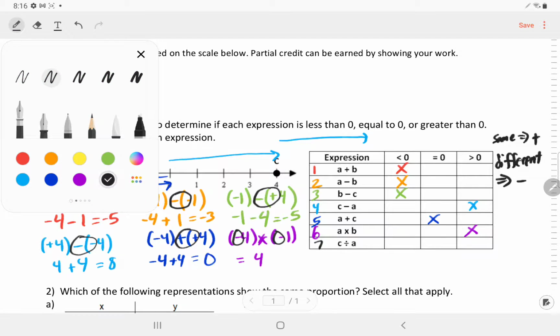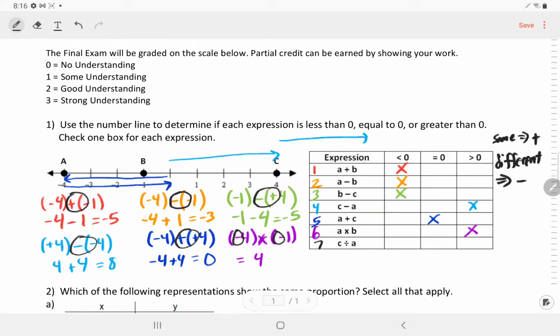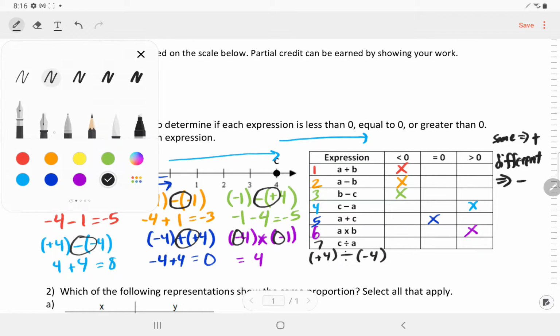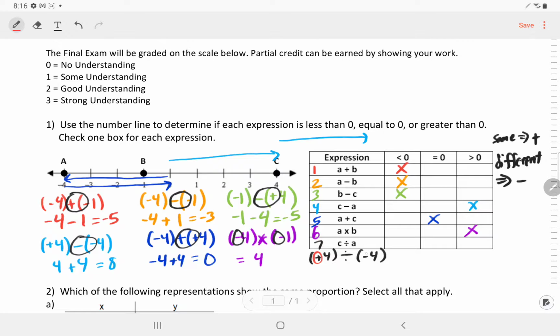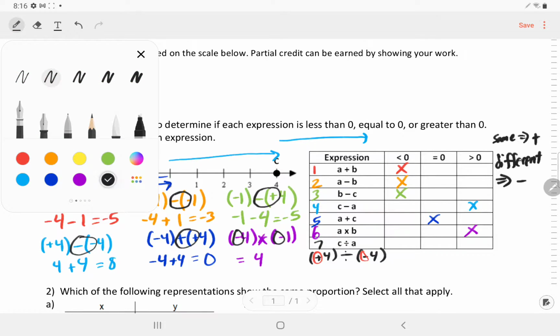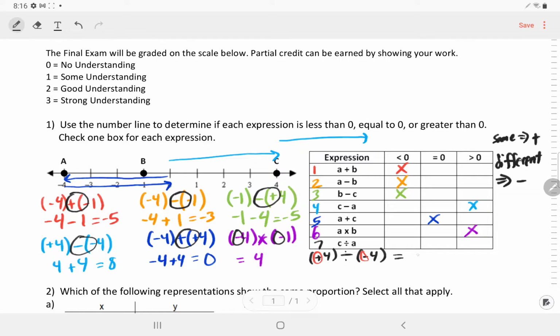And our last problem, c divided by a. c is positive 4, and we're dividing it by negative 4. So if we look at the signs, we have a positive and we have a negative. Those signs are different. Therefore, our answer will have to be negative. 4 divided by 4 is 1, and our answer is negative. Negative 1 is less than 0. So that is how we go about doing each of these problems for number 1.